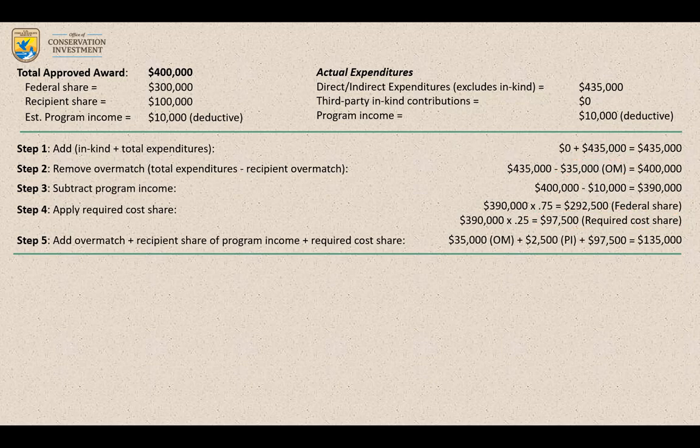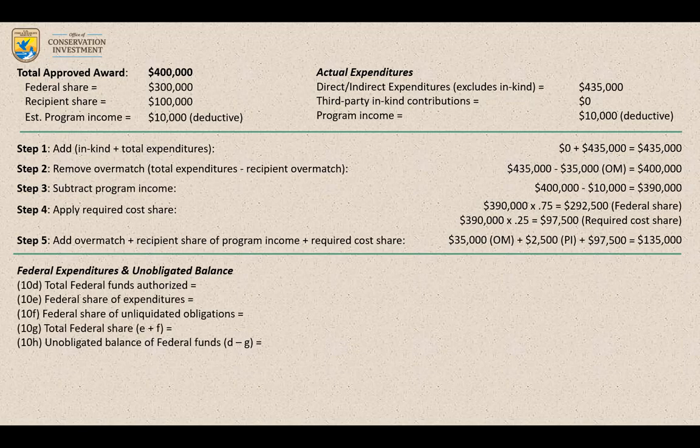From these 5 steps, the recipient has the data they need to accurately complete fields 10D through 10O of their final federal financial report. Fields 10D through 10H provide information about the expenditure of federal funds and any remaining unspent balance of federal funds as of the reporting period end date. For 10D, the recipient identifies the total federal funds authorized. This amount is $300,000 and comes directly from Field 11M Federal Share on the Grant Solutions Notice of Award.